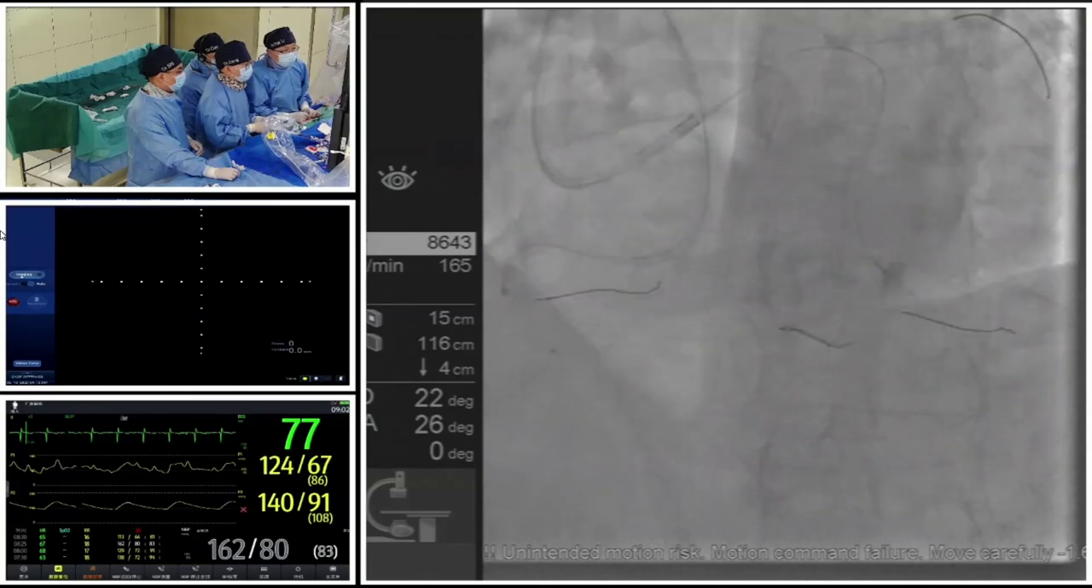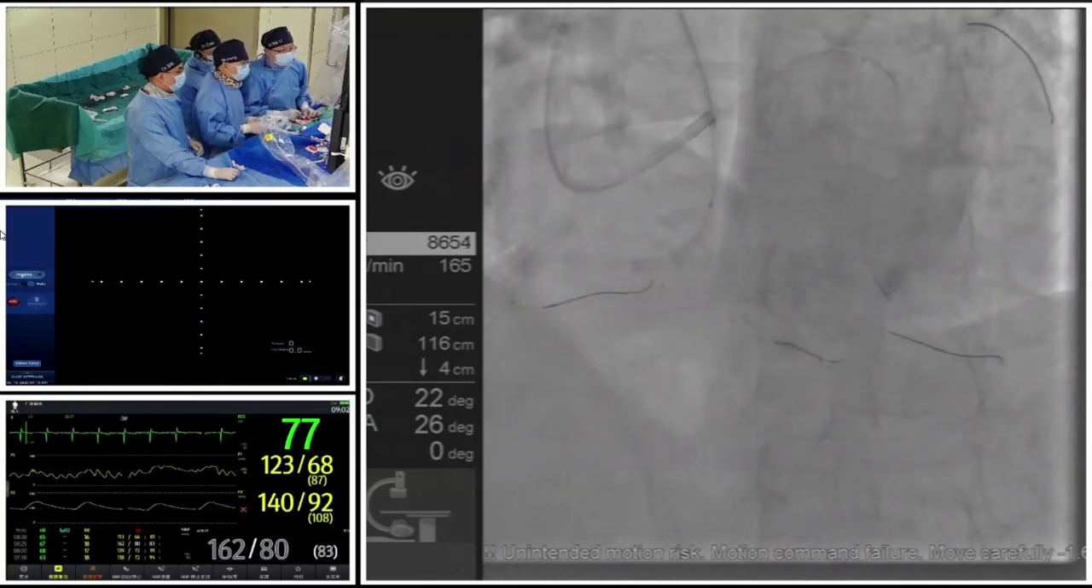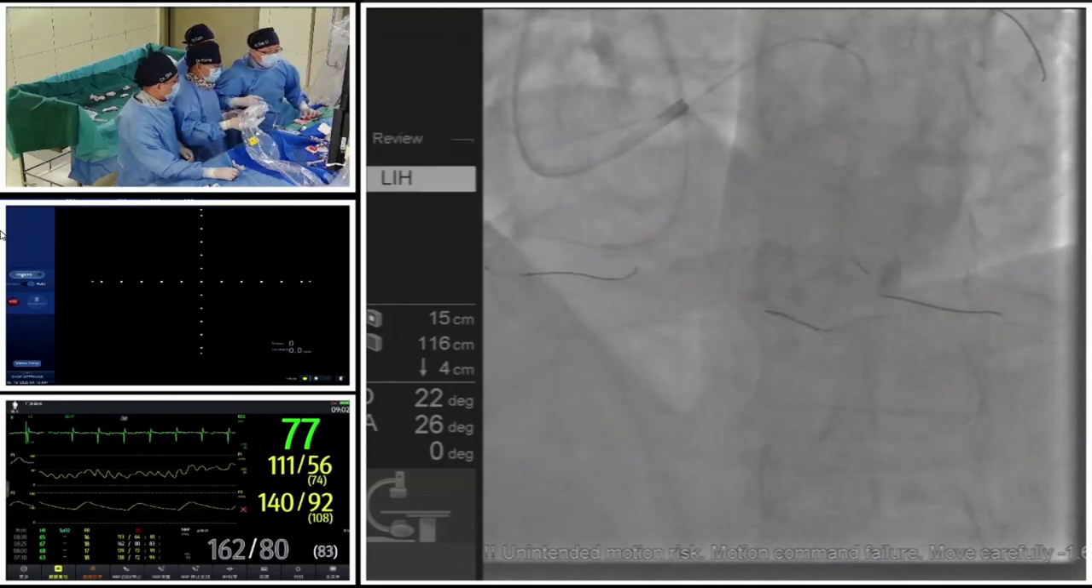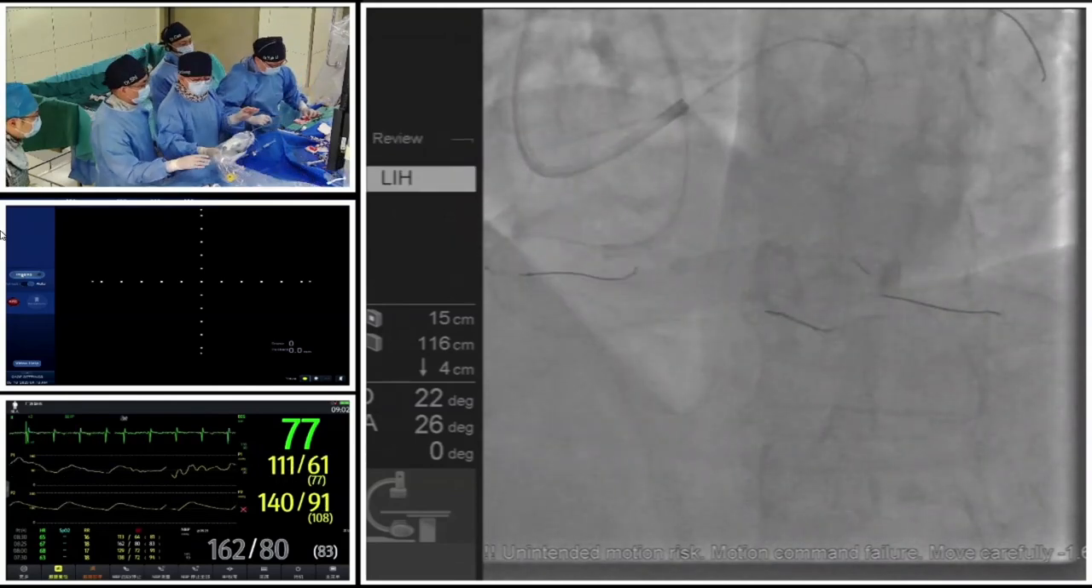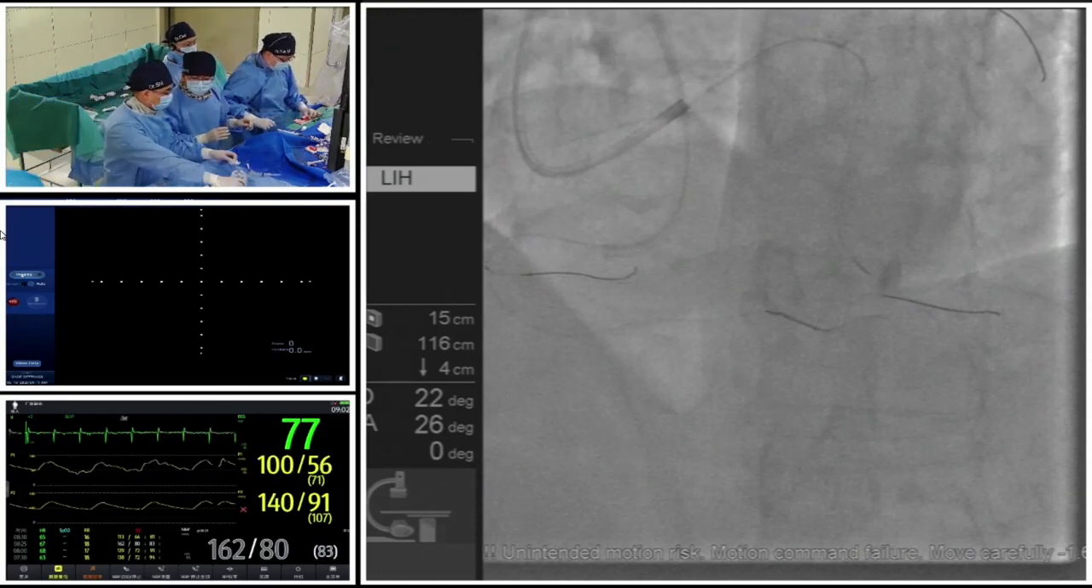There is resistance. Yes, because, okay, I think it's the subintimal tracking. Okay. I think Suzuki, please. Another thing, please.